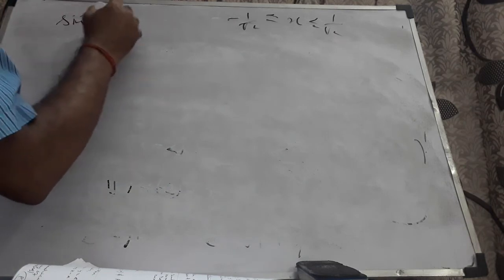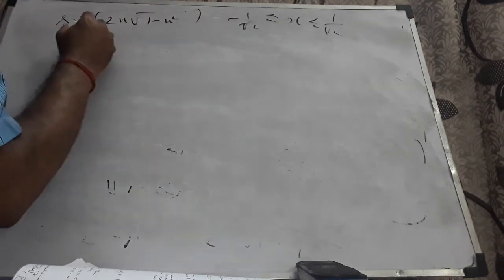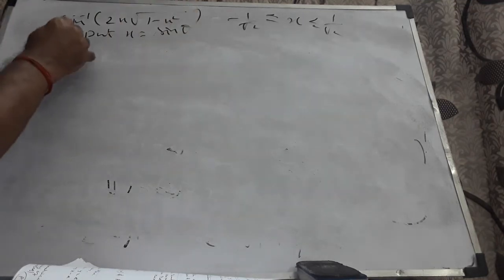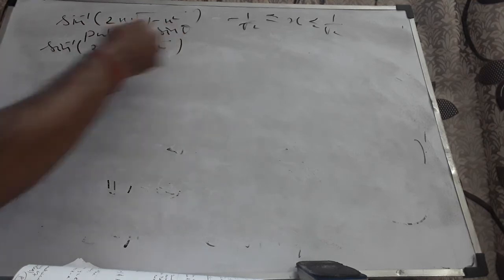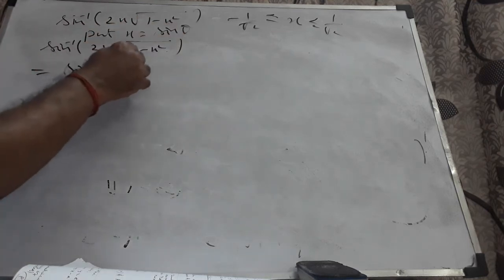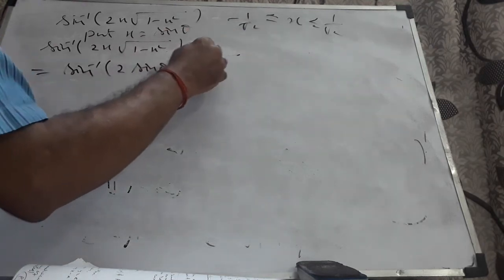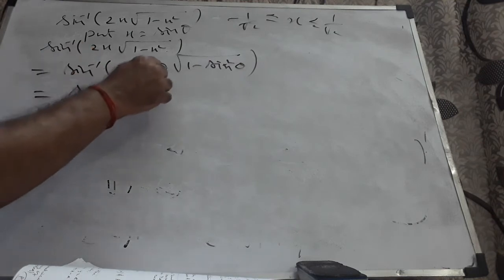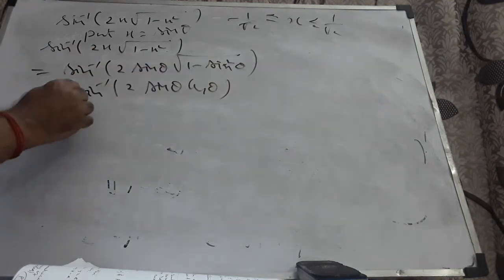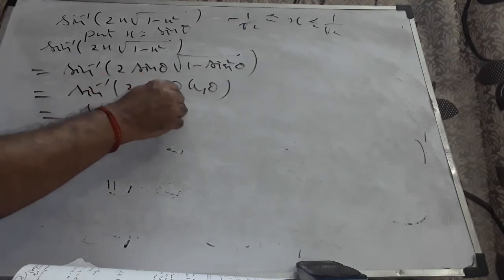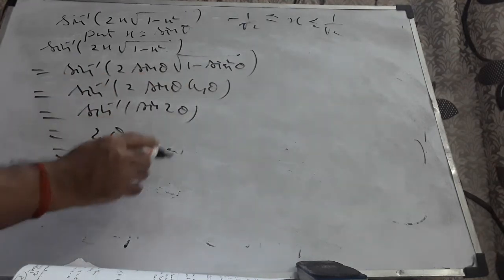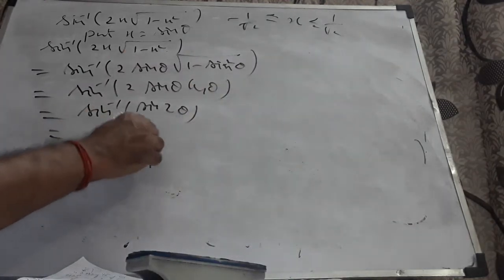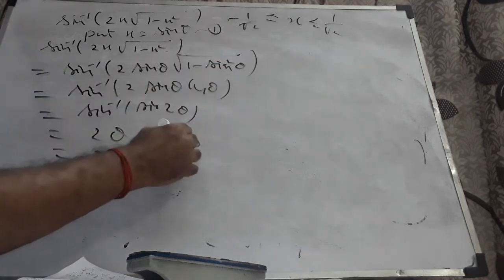Sine inverse 2x root of 1 minus x square. Put x equal to sine theta. There is a purpose. Therefore, sine inverse of 2x root of 1 minus x square will be equal to sine inverse 2 sine theta root of 1 minus sine square theta, which is reduced to sine inverse 2 sine theta cos theta, which is reduced to sine inverse sine 2 theta, which is 2 theta. Theta becomes sine inverse x.